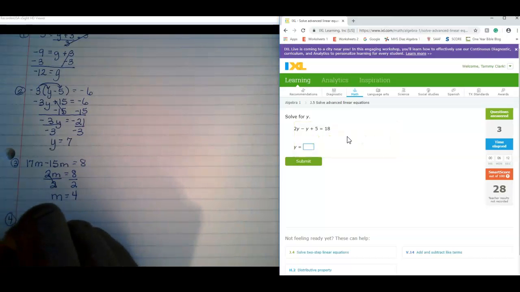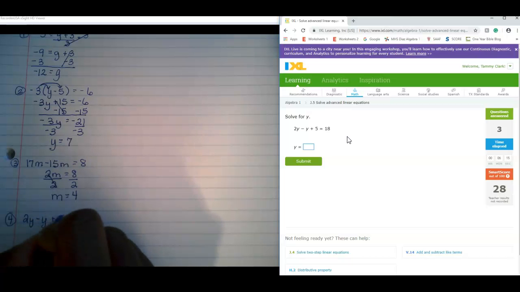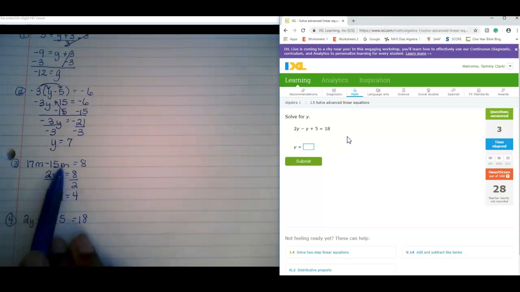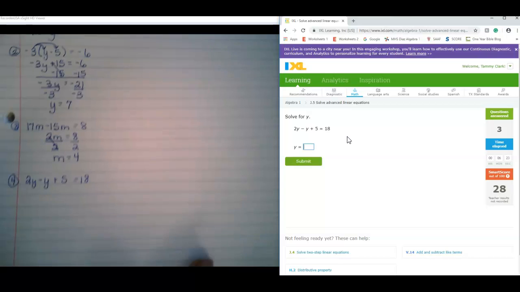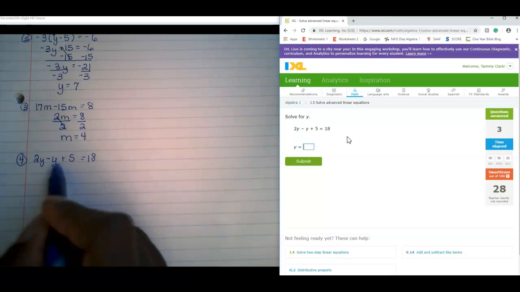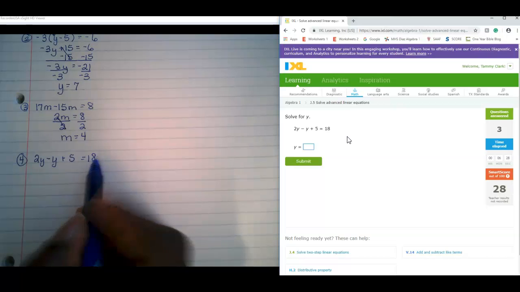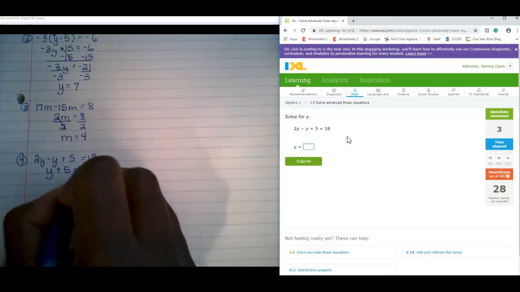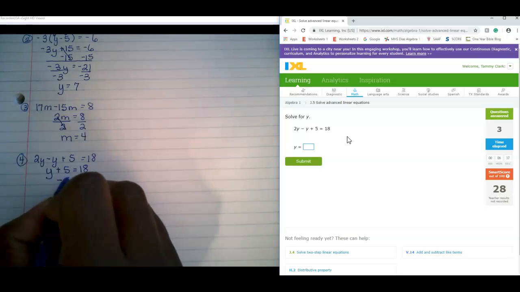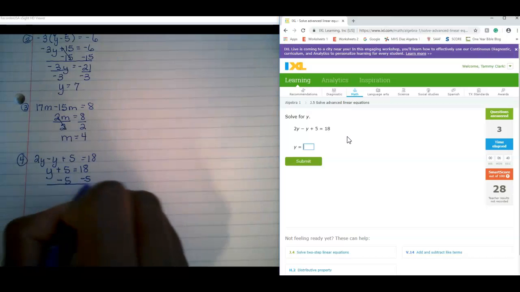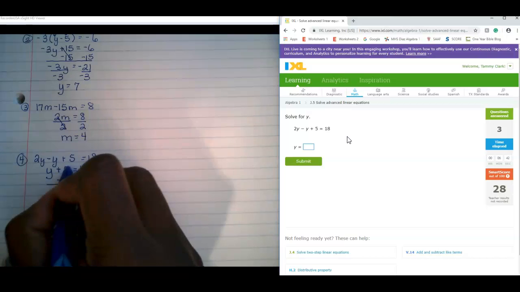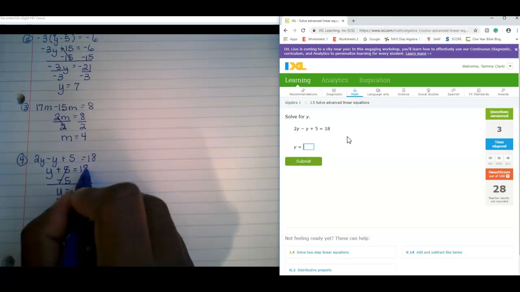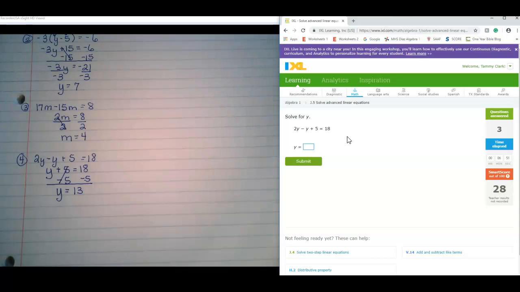Number 4, we have 2y minus y plus 5 equals 18. So on this one we have not just a combining of like terms, but the combining of like terms, which happen to be algebraic. We have a numeric term and a numeric term. So 2y minus y gives us y, plus 5 equals 18. We're going to now subtract 5 from both sides of the equation. Our additive inverse pair gives us 0. So we're left with y is equal to 18 minus 5, which is 13.